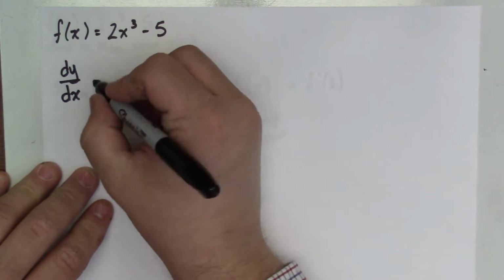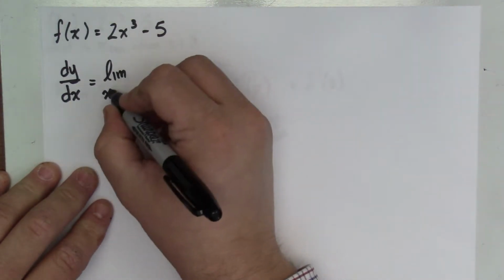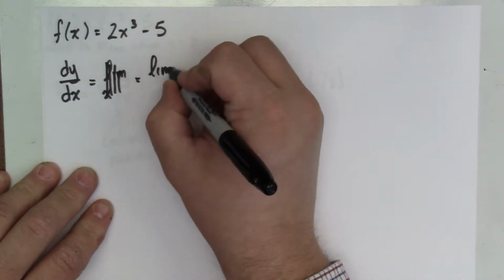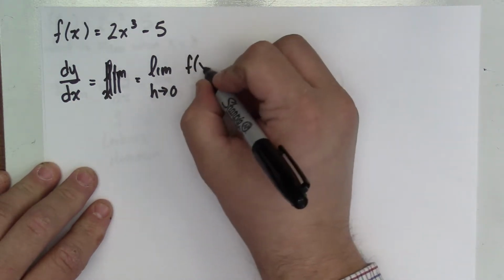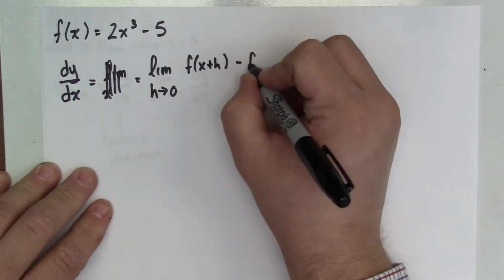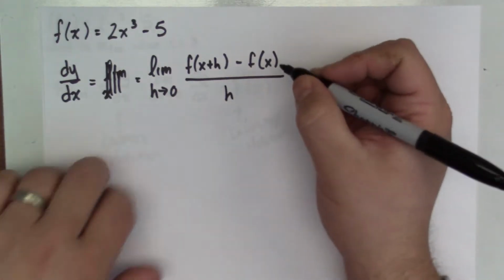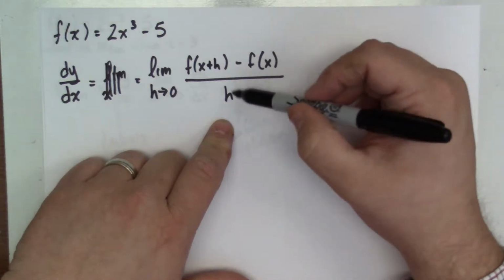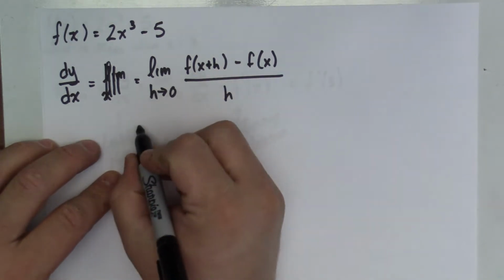I'm going to start with the traditional definition. So I'm going to say dy dx is the limit as h goes to 0 of f of x plus h minus f of x over h. And if you'll recall, really what I did here is I said x plus h minus x, and that just leaves me with h. Now, from here I'm just going to substitute in.